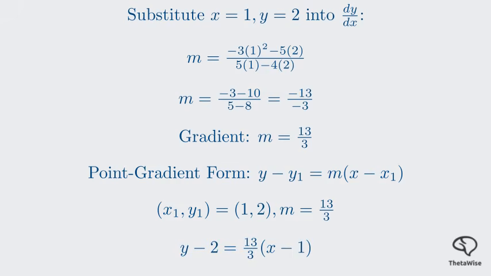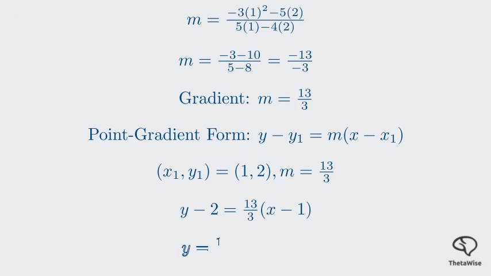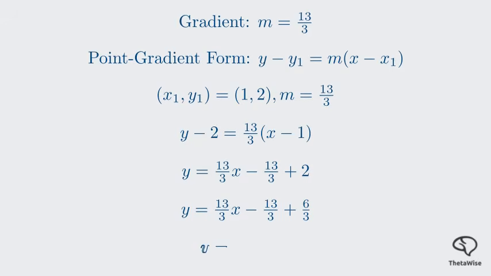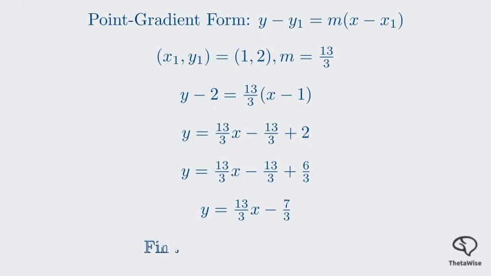Now we can rearrange this into the slope-intercept form, y equals mx plus c, to find the y-intercept c. First, distribute the 13 over 3 into the brackets, which gives us y minus 2 equals 13x over 3 minus 13 over 3. Then we add 2 to both sides of the equation. To add them, we find a common denominator for 2, which is 3. So 2 becomes 6 over 3. Adding the fractions, we get negative 13 over 3 plus 6 over 3, which is negative 7 over 3. So the final equation of the tangent line is y equals 13 over 3 x minus 7 over 3.